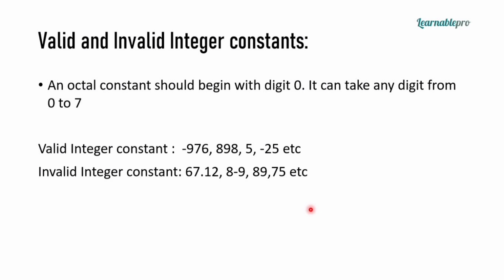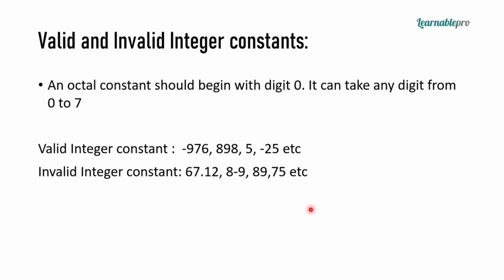It should be in the range of 0 to 7, and it should have a preceding 0, like 0123 or 0147, etc. These types of constants can be octal constants, and anything which is not between 0 to 7 and does not have a preceding 0 cannot be declared as an octal constant.